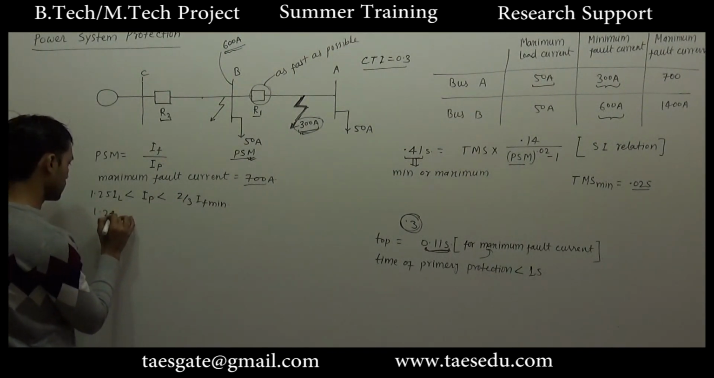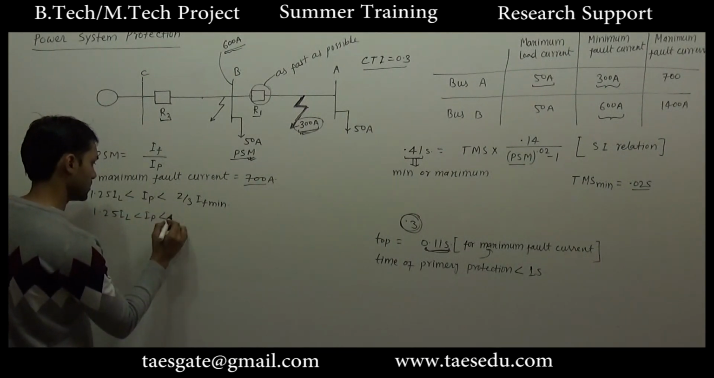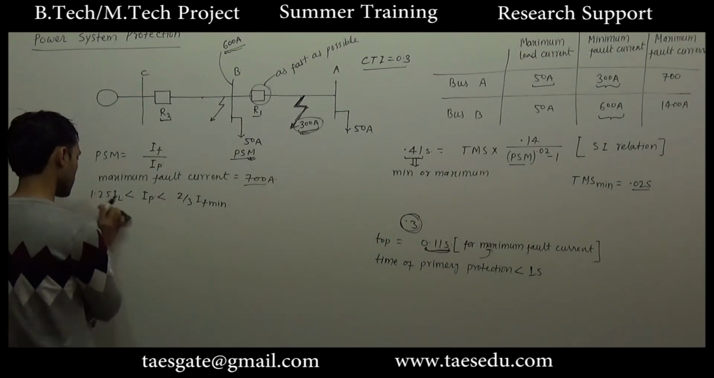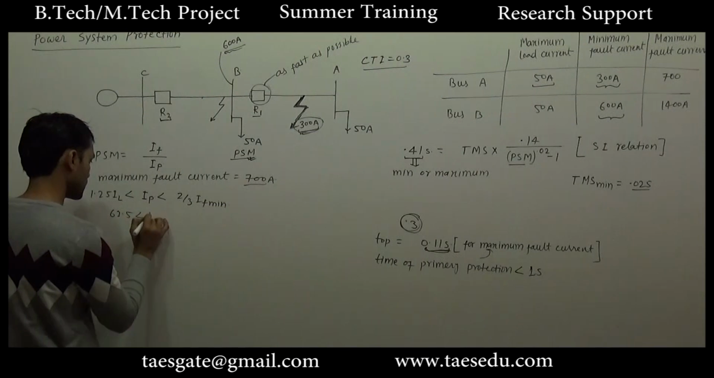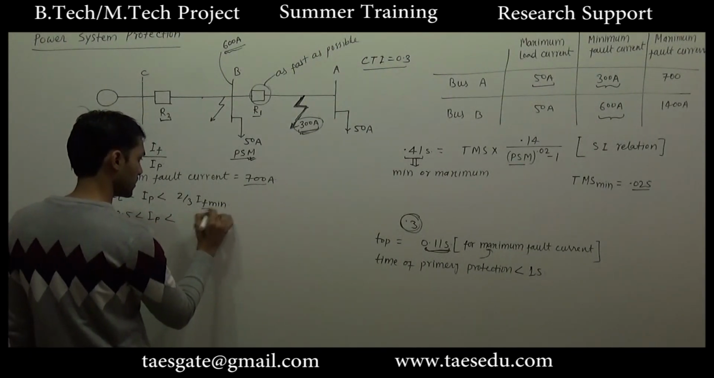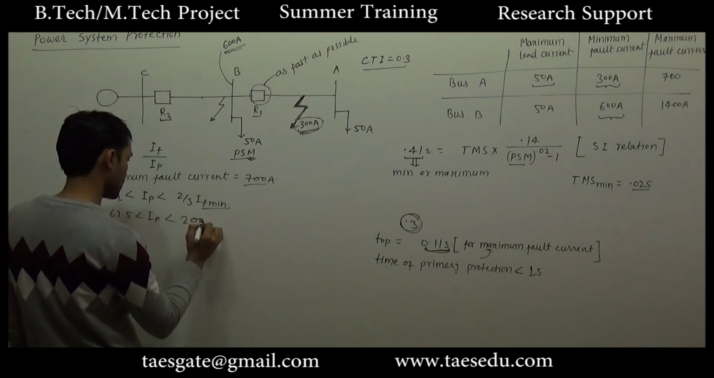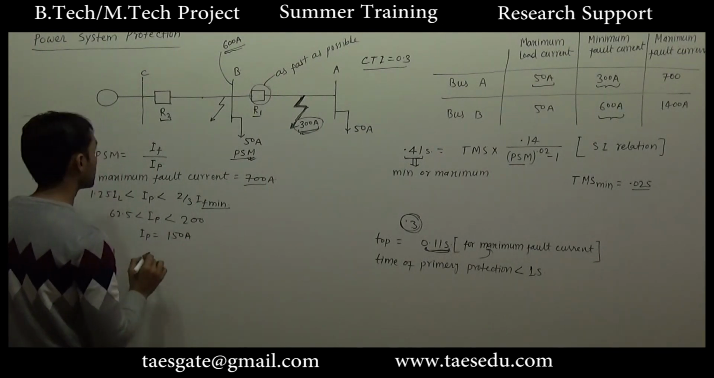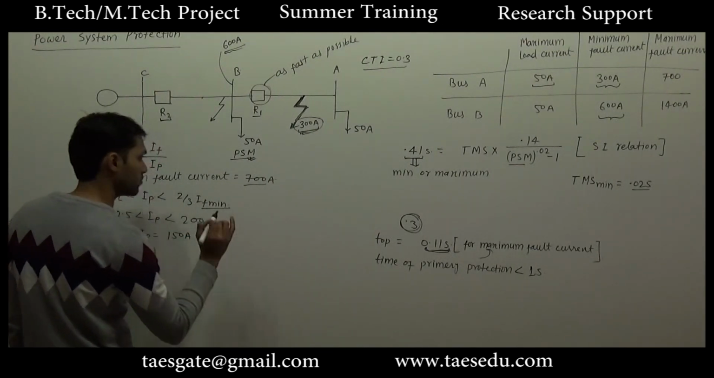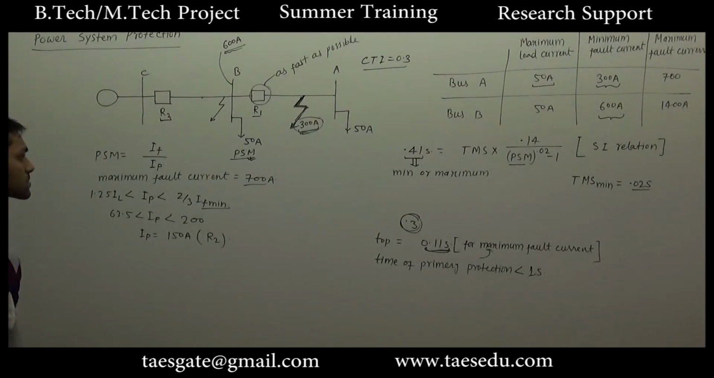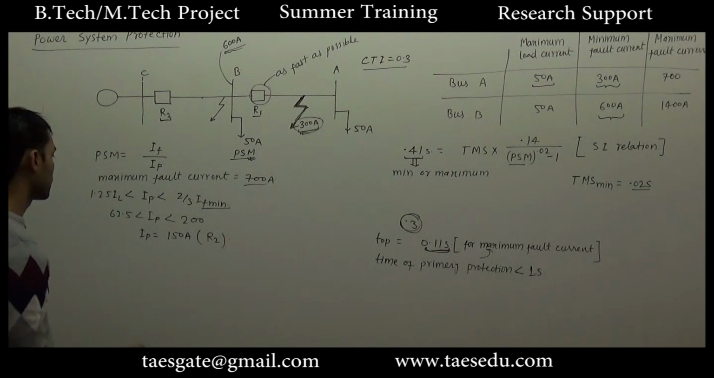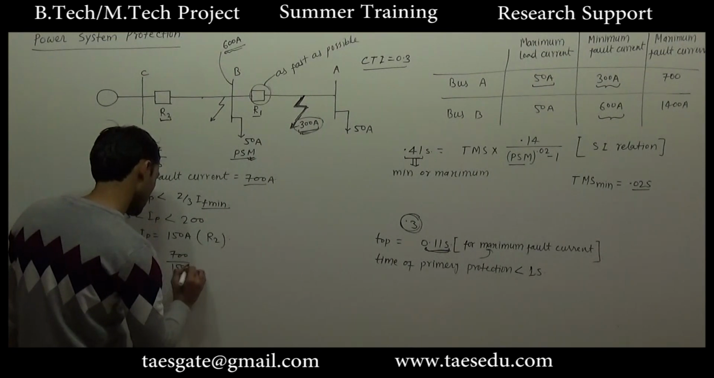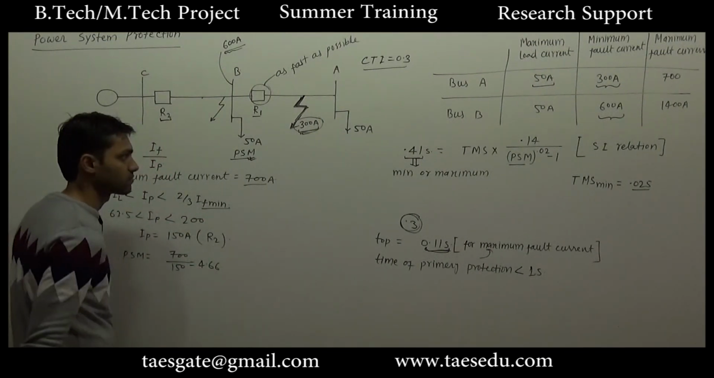Okay, so again we will have the same inequality, 62.5 less than IP less than... Here if you put 300 ampere, you will get 200 ampere. So again choose the value of IP as 150 ampere, the pickup current for relay 2. So again the value of PSM will be 700 divided by 150, that is 4.66.